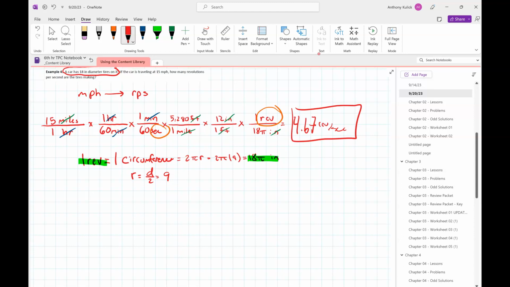What do you guys think? That one's maybe a little tricky, but the key idea is that 1 revolution is 1 circumference. That's the key to doing any kind of problem like this: this thing is rolling this fast, and how many revolutions per whatever is this? That's the trick.